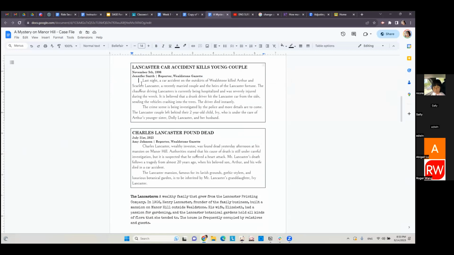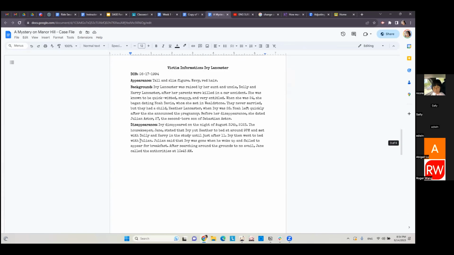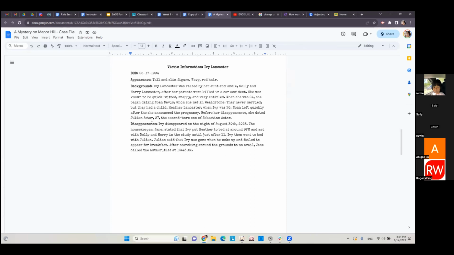But this is basically saying Arthur and Scarlett Lancaster are Ivy's parents, and they died in a car crash a long time ago. And Charles Lancaster, her grandfather, died in early August. Yeah, in the fictional world. This is not real. But they're a rich family. They have a mansion.